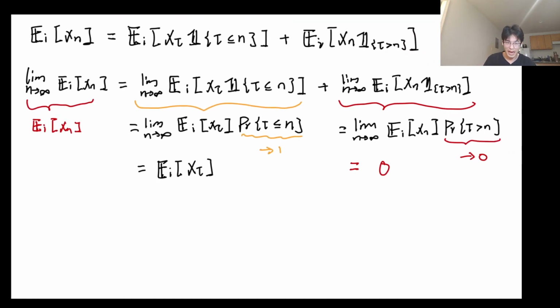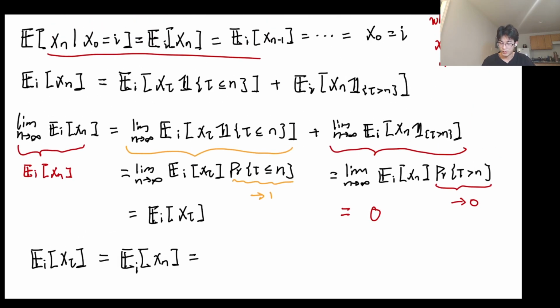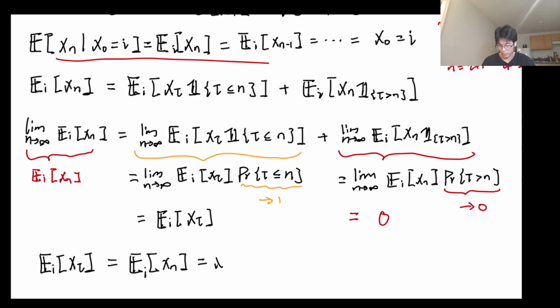Here, we have the expected value of x tau with respect to x0 equal to I equals the expectation of xn with respect to x0 equals to I. And this is, as we have computed here, that x0 is equal to I.